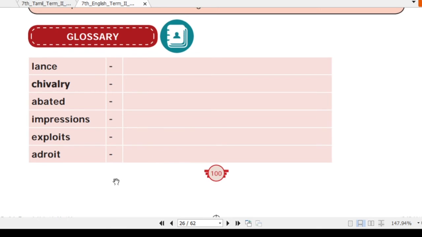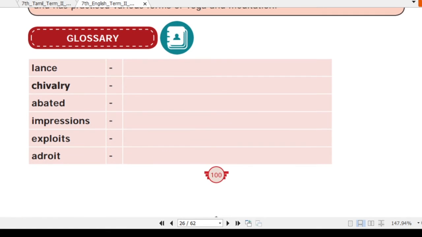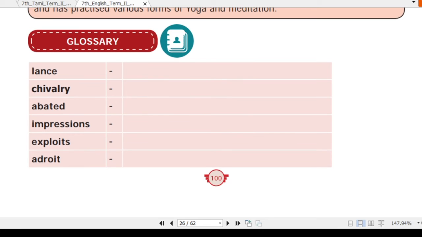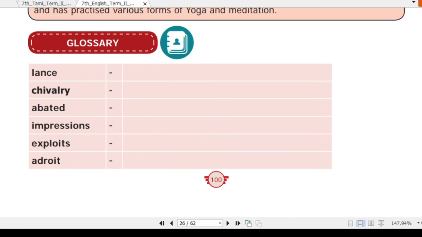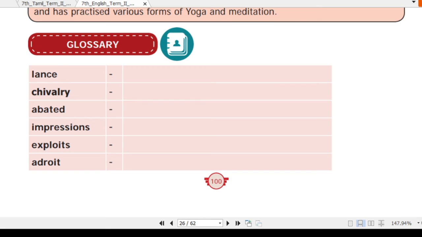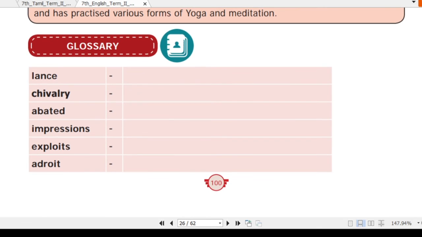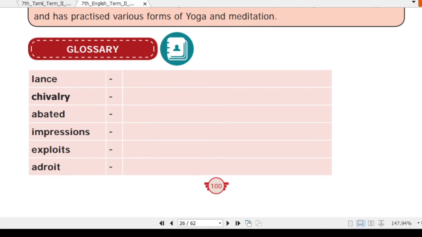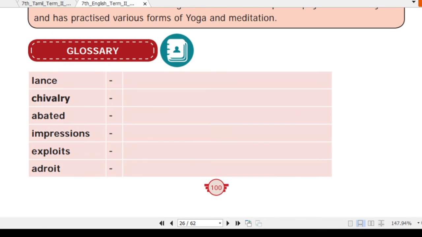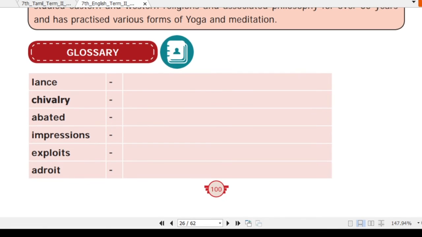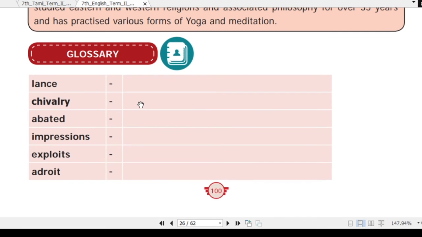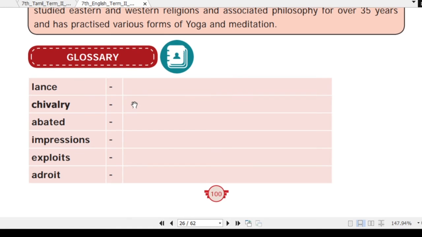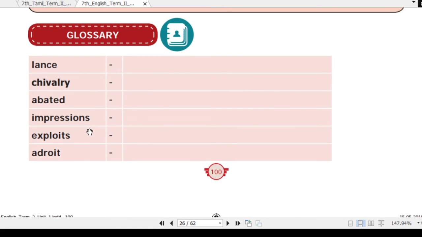Okay. Then what is impressions? Thinking. Impression, thinking, எண்ணம். What I am thinking, that is the thing, impression. What is the impression about the study? Like that, idea, feeling. What do you feel about this? What is your impression about this?